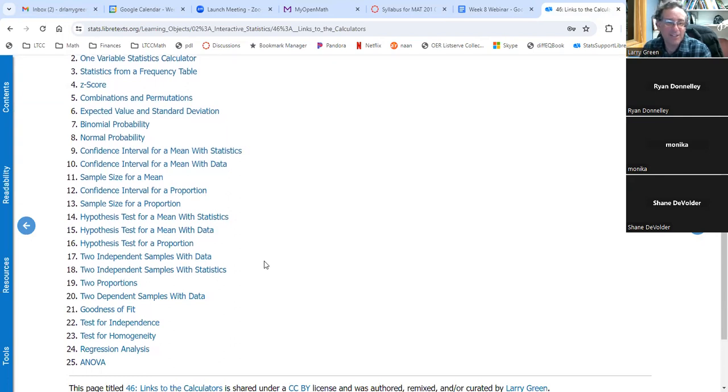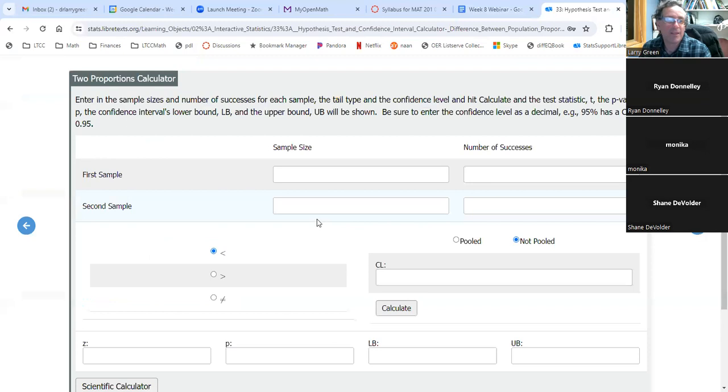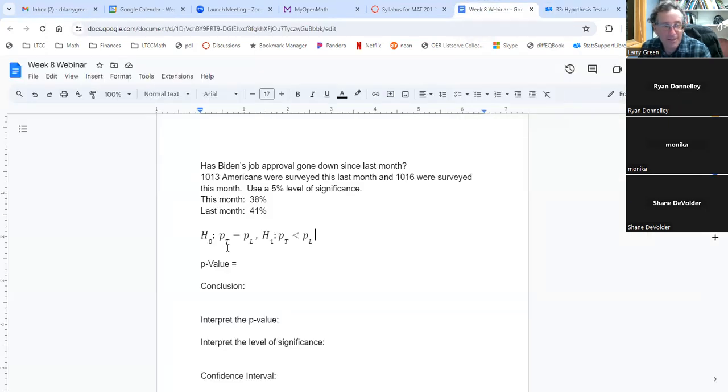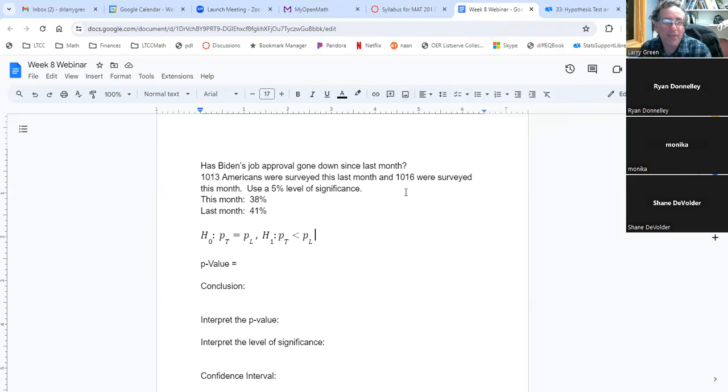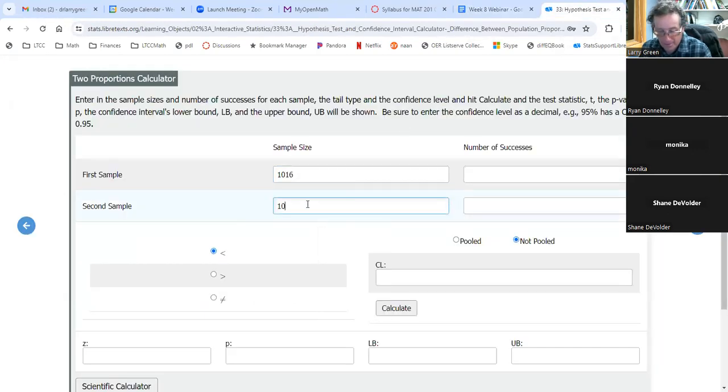And now we have to decide which calculator we're gonna use. So what calculator number? Yes, 19. By the way, notice we're getting pretty low here, far down the screen. That's because we're in week 8. We're getting towards the end. There's 12 weeks, but there's only 11 of new material. So I'm going to click two proportions. It's going to ask for the sample sizes. The first sample, let's call this month the first, was 1016. And let's call last month the second sample, and that was 1013. How do I find the number of successes based on the information I have?